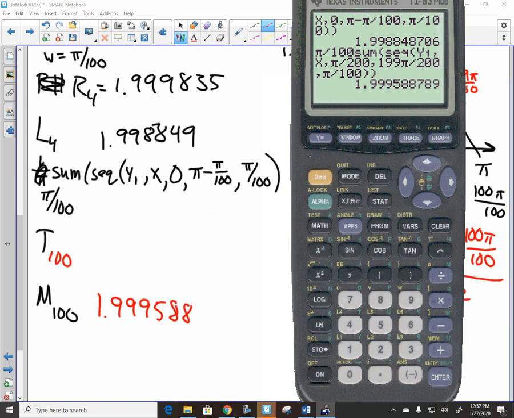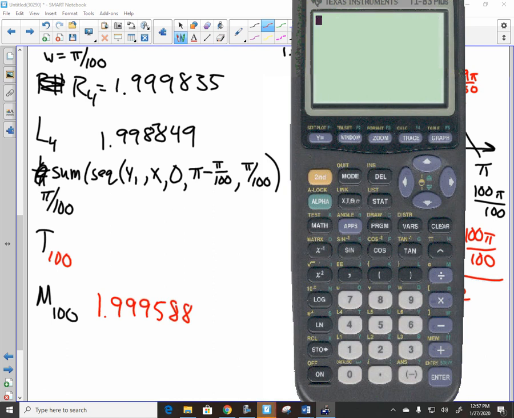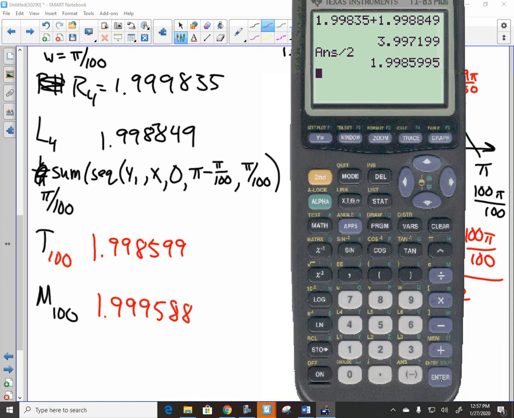I've now done all the commands I need to. So I could go ahead and average these other two, 1.99835 plus 1.998849. And divide that by 2. And the trapezoidal of 100 is 1.9985995.